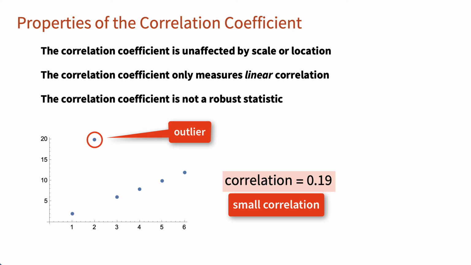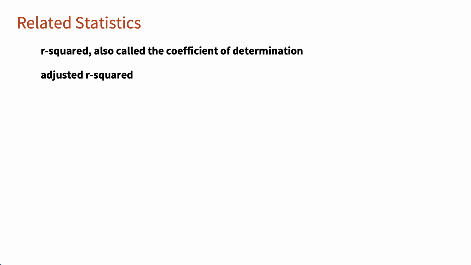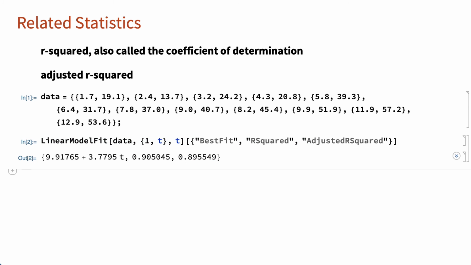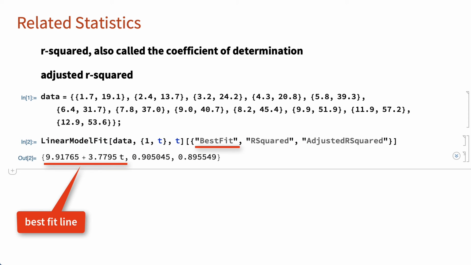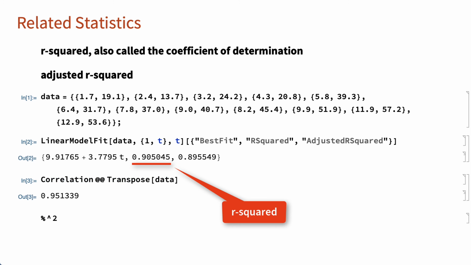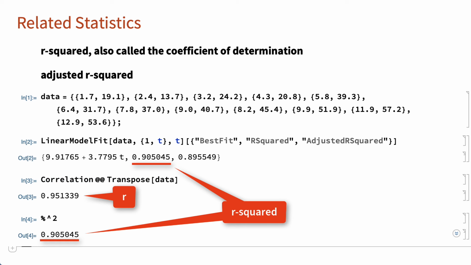In addition to the correlation coefficient, two other closely related statistics that are often reported are the square of the correlation coefficient, also often referred to as the coefficient of determination, or sometimes just as r squared, and a statistic called adjusted r squared. For example, this shows the linear model fit function used to fit a line to some sample data and returning the r squared and adjusted r squared statistics. The r squared statistic is the square of the correlation coefficient for the same data and is typically reported to provide a general indication of how well the data fits a straight line.